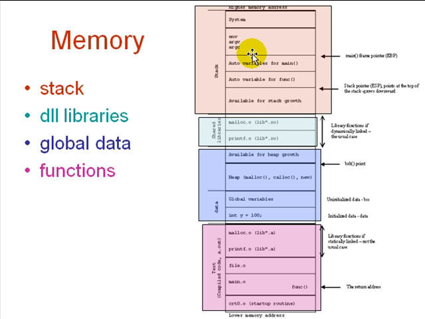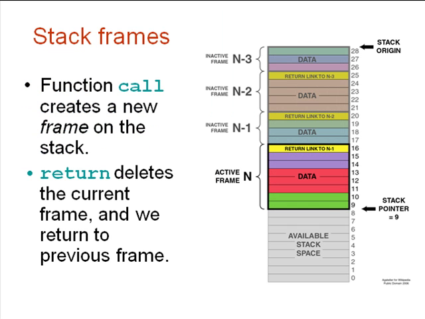So main will allocate these variables and push them on the stack. Then if main calls a function, that gets pushed onto the stack, and the stack keeps going downwards. Eventually, if you have very deeply nested function calls, you'll run out of stack space. So that's the memory of a running program.